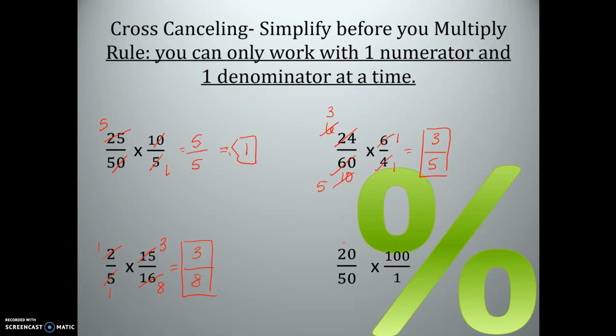Okay, so let's do that. I can see that both 50 and 100 are divisible by 50. So I'm going to divide 50 by 50. That's 1. I'm going to divide 100 by 50, and that's 2. And looks to me like I'm done. So I'm going to multiply this out. 20 times 2 is 40. And 1 times 1 is 1. And my answer is 40.